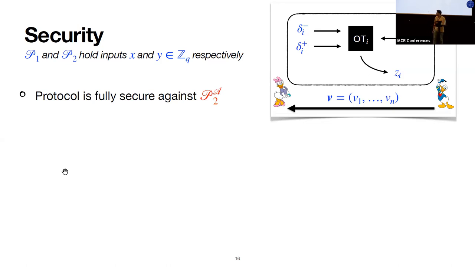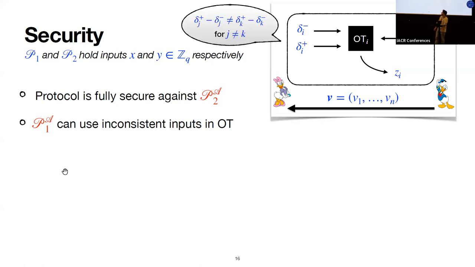The problem with P1 is that it may use inconsistent inputs in the OT. Specifically, instead of using well-formed input values across the different OT calls, P1 may use inconsistent values. The result is, in the security analysis, that there is no well-formed input for the corrupted party, and this execution cannot be simulated in the ideal world. Right, so this is where our dichotomy theorem comes into play. And now I'm going to dive into the nitty-gritty of the analysis.